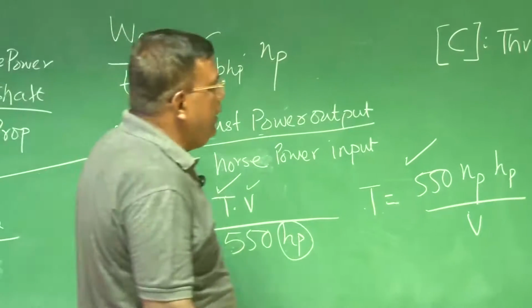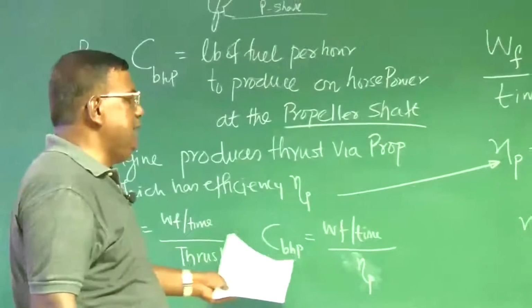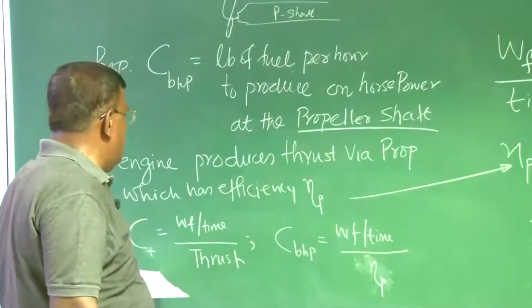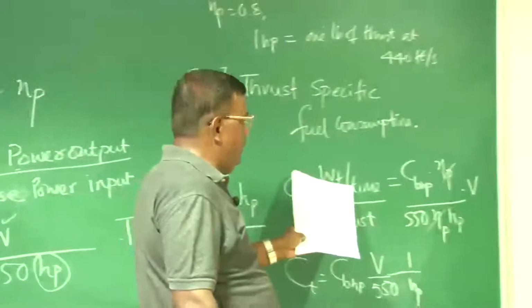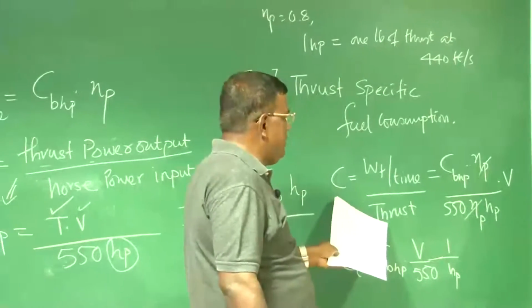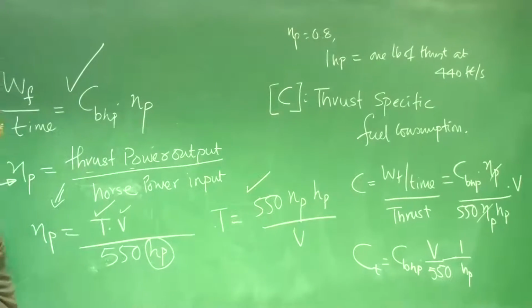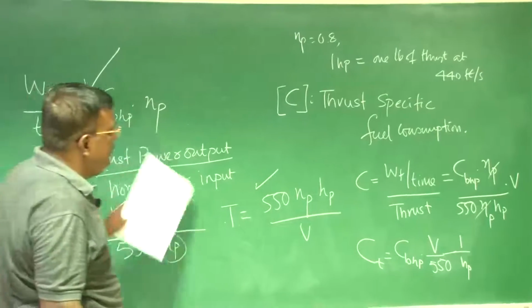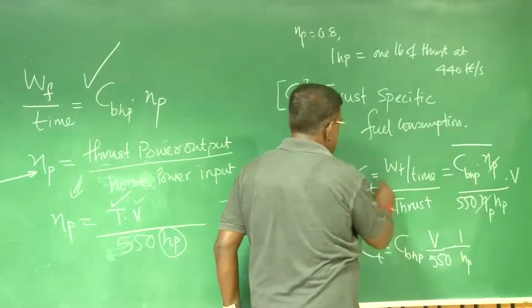Now come back, what is our aim? I want to build a relationship between CT and CBHP. So I start from here: CT is WF by time, that is rate of fuel consumed, divided by thrust, and for WF by time I use this equation. So CBHP into NP, this term, of course I write CT here.